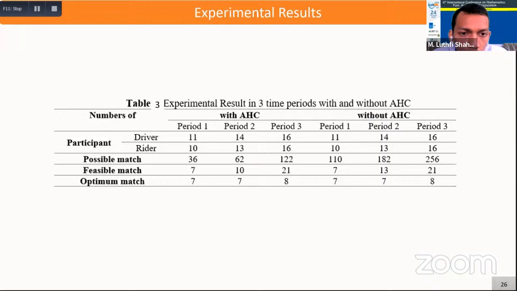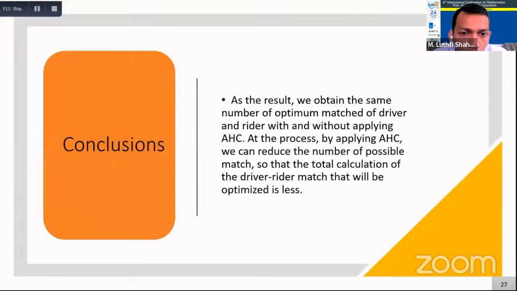In this experiment, we obtained the same number of optimum matches with and without applying AHC. In the process, by applying AHC, we can reduce the number of possible matches so that the total calculation of the driver-rider matches that will be optimized is less.